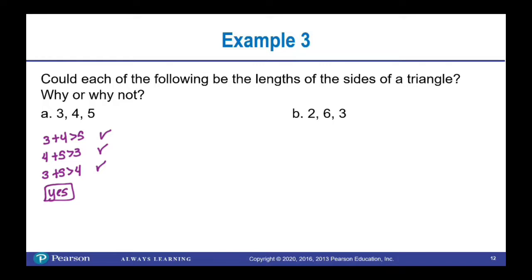Now look at part B. Let's start with our first pair, 2 plus 6, that's 8, it's greater than 3, so that's correct. Let's move to the next pair. 6 plus 3 is 9, that's greater than 2, so that's correct. And then our last pair, 2 plus 3, that's 5, that is not greater than 6. And so these could not be the lengths of the sides of a triangle. In our next video, we'll pick up with side angle side congruence.